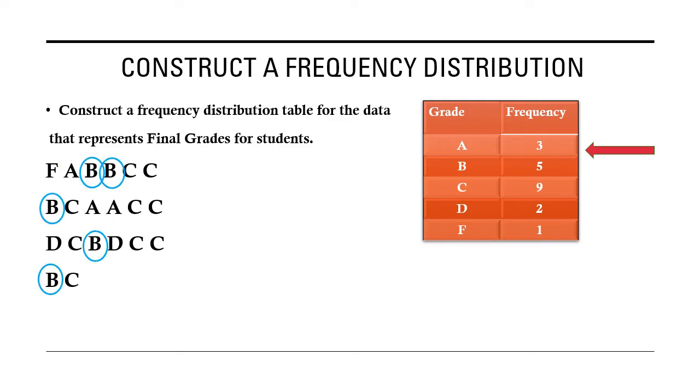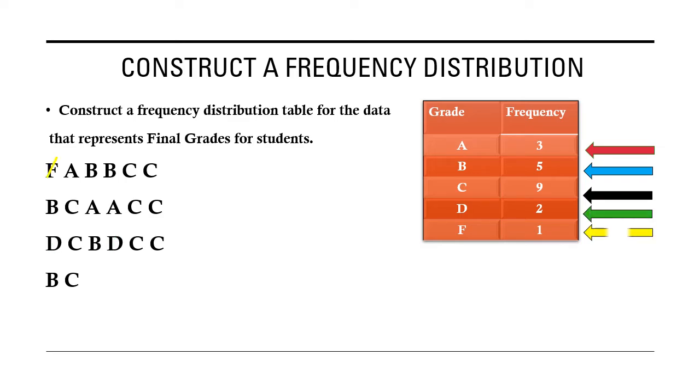We have 5 B's. That's why the frequency of B is 5. We have 9 C's. So the frequency of C will be 9. We have 2 D's. So the frequency of D will be 2. And we have 1 F. The frequency of F will be 1. The sum of frequencies should match how many letters we have. In our case here it is 20. And we have 20 letters.